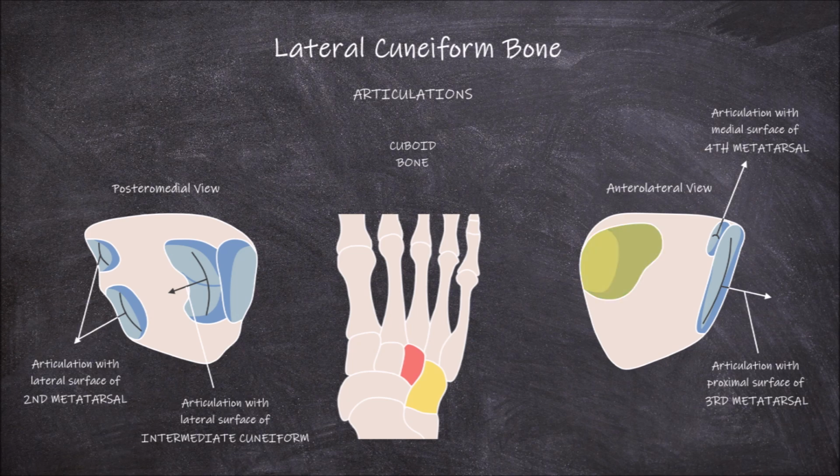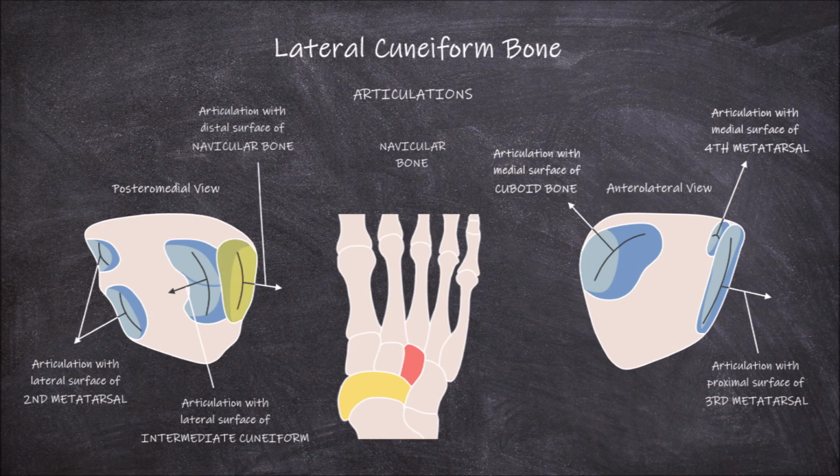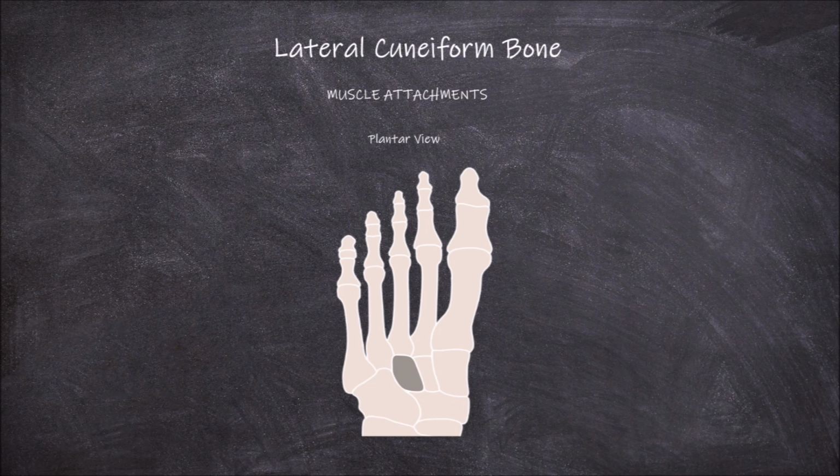The fifth articulation is with the cuboid bone. A facet on the lateral surface of this bone articulates with a facet on the medial surface of the cuboid bone. The sixth and final articulation is with the navicular bone. A facet on the posterior surface of this bone articulates with the lateral facet on the distal surface of the navicular bone. What about the muscles that attach to this bone?